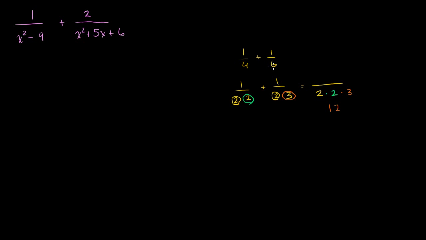You could have just multiplied these two out, but you would have gotten 24, and that's larger than necessary. You could have still worked it out, but you would have had more simplifying left for you to do. The same idea we can do right here.